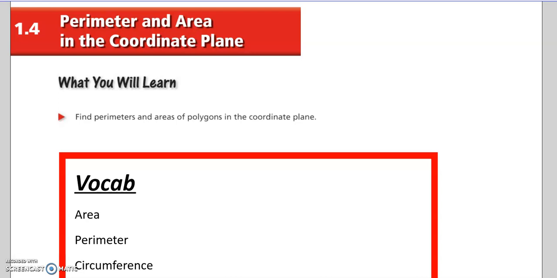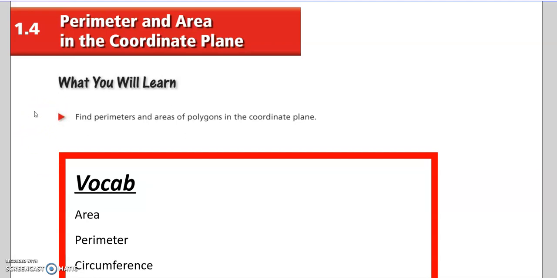Hello everyone, so this is section 1.4, which is perimeter and area in the coordinate plane. We are also going to talk a little bit about circumference and circles today. The objective, take a look at the objective here: find perimeters and areas of polygons in the coordinate plane.